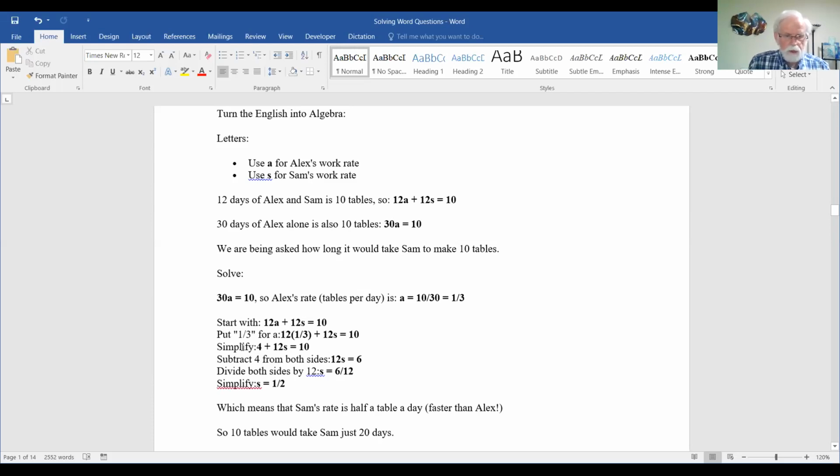Next, we solve for this. We simplify this first multiplication. Remember, PEMDAS says we do our multiplication first. We have 12 times 1/3, so that's 4. So now we have 4 plus 12 times Sam's rate is 10. Subtracting 4 from both sides, we get 12S equals 6, dividing both sides by 12. So Sam's rate is half a table a day.